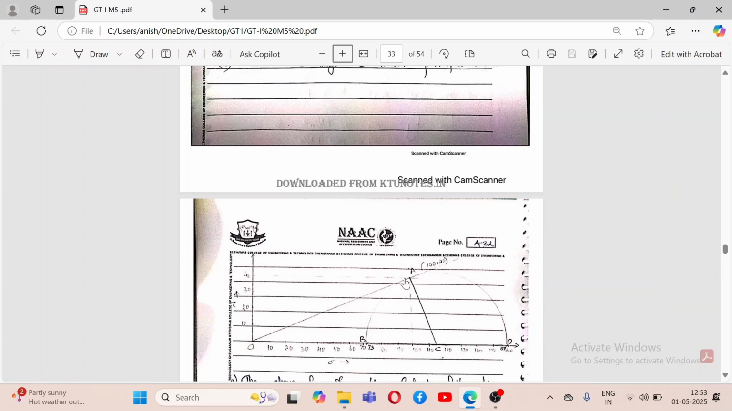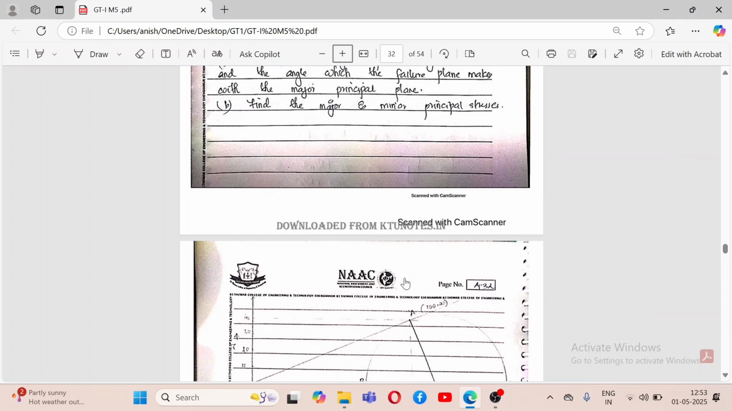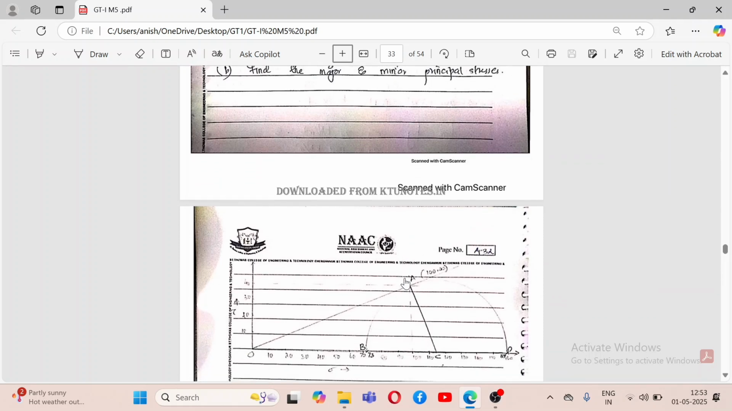Then you have to find the major and minor principal stresses, right? You take your protractor and keep it like this. Your protractor is in this shape, right? You have to keep it turned around like this. It should be right like this. If you want, I'll do a demo video in case you don't understand how to keep the protractor. Then corresponding 90 degrees is taken from this point.